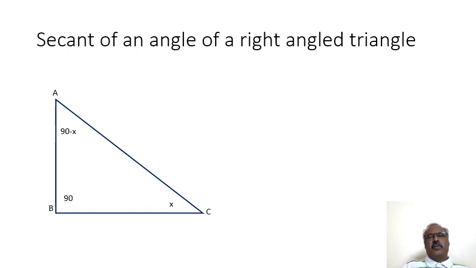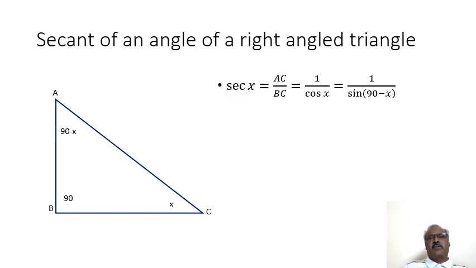The fourth ratio of importance is secant of an angle of a right angle triangle. So secant of x is defined as the hypotenuse upon the adjacent side, which is equal to 1 over cos of x in this case. Also notice that since cos of x is equal to sine of 90 minus x, this would be equal to 1 over sine of 90 minus x.